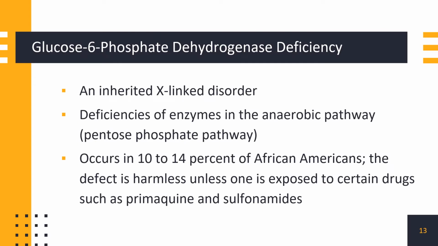Now moving on to glucose-6-phosphate dehydrogenase deficiency. It is an inherited X-linked disorder, and because G6PD deficiency is determined by a gene on the X chromosome, full expression of the deficiency is found in the male hemizygote. It is a condition characterized by deficiencies of enzymes in the anaerobic pathway, particularly the pentose phosphate pathway.